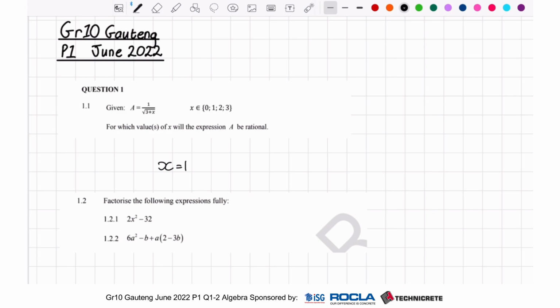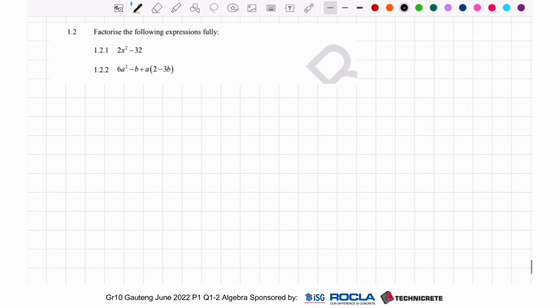And we can check the other ones, so if x is equal to 2, I'm going to have the square root of 5, which is irrational, and 1 over that number is certainly going to be irrational, and the same with x equals 3. The square root of 6 is irrational, and so 1 over that number will be irrational. So the only value of x that satisfies this expression for a being rational is going to be when x is equal to 1.